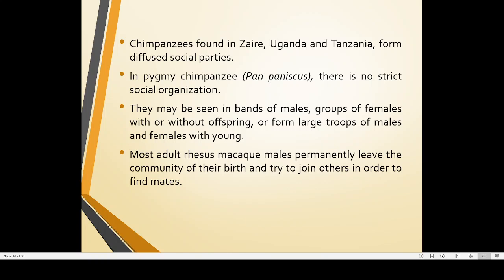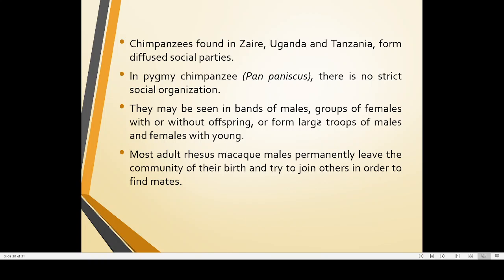And there is another kind of chimpanzee known by the name pygmy chimpanzee. They do not have a social organization. I'll show you a picture of the pygmy chimpanzee also. So this is a smaller type of chimpanzee. This is a pygmy chimpanzee. They do not form any social order grouping. Sometimes they form a smaller group, sometimes a large group. There is no strict social order.